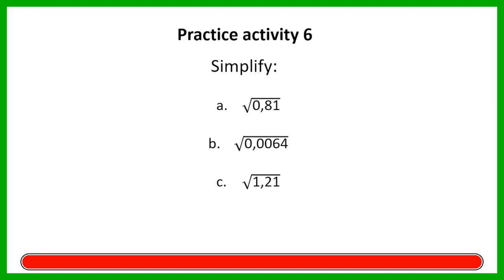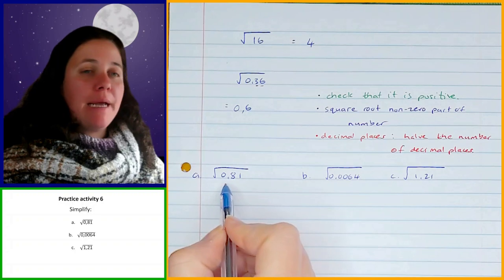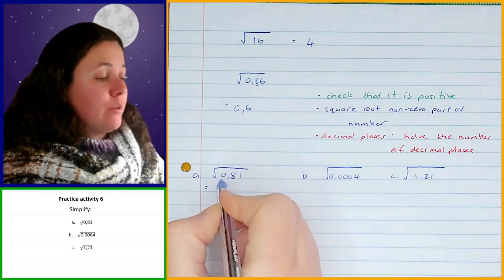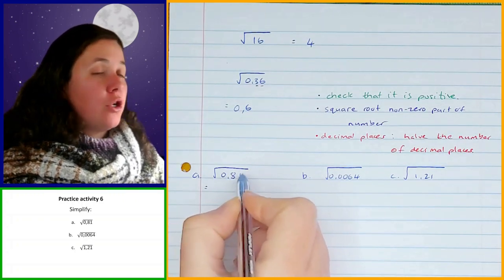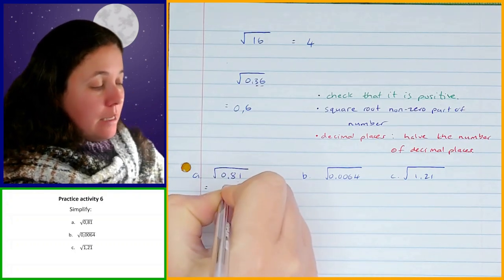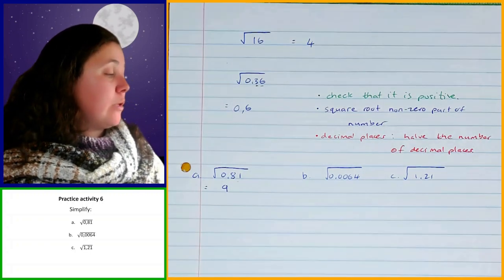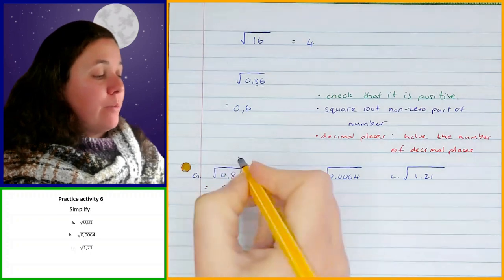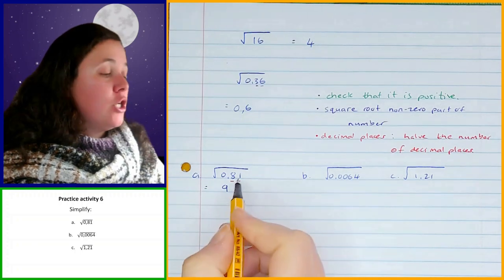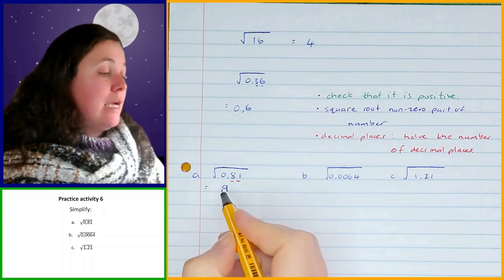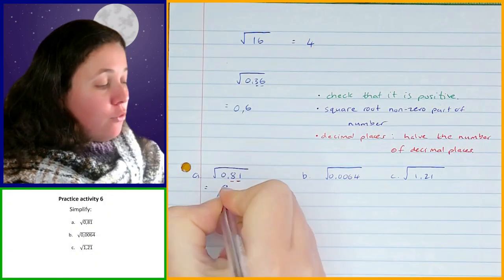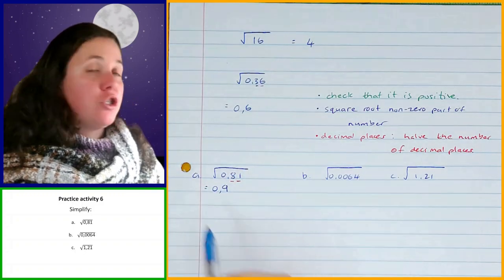Okay, let's go through those examples. Question A, you had 0.81. First I check, is it positive? Yes, it is, so I don't have to worry about that. Now I'm going to square root the non-zero part of it, so it's 81. I square root that and that gives me 9. Then I have to make sure that my decimal places are right. I count how many decimal places I have in 0.81. I've got 1, 2 decimal places. So my answer should have half of that. If there's 2, then my answer should have 1 decimal place. Now there is only 1 number here, which means that it is going to be my only decimal place. So I'm going to have my comma before that. So it's 0.9. That is what you should have got for question A.